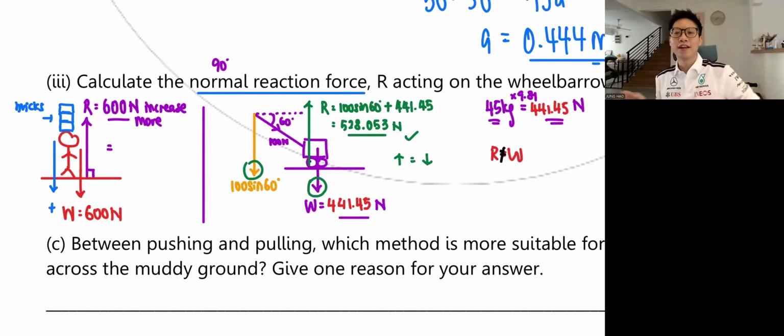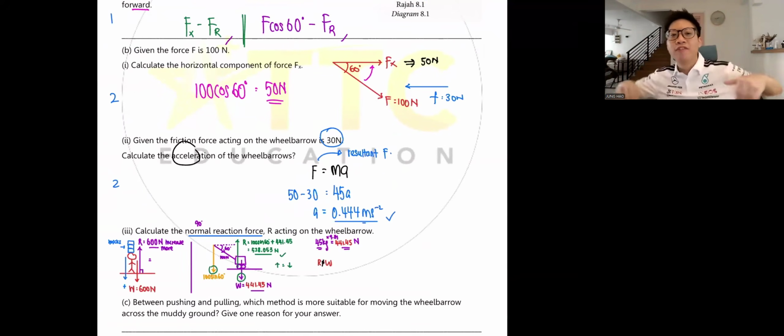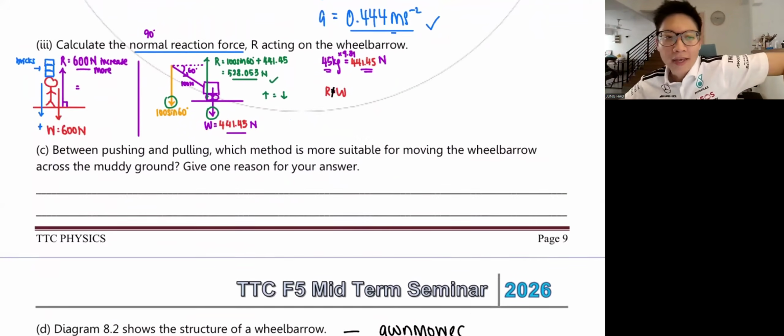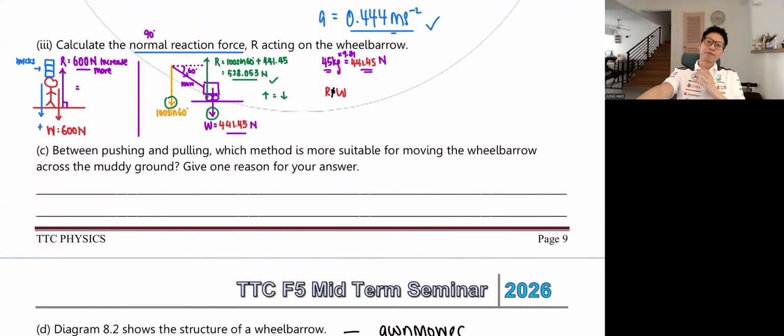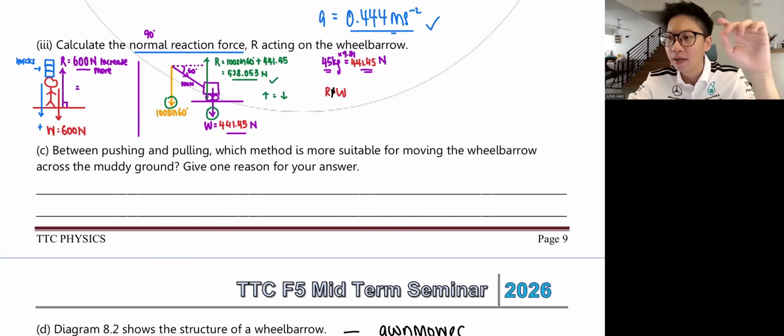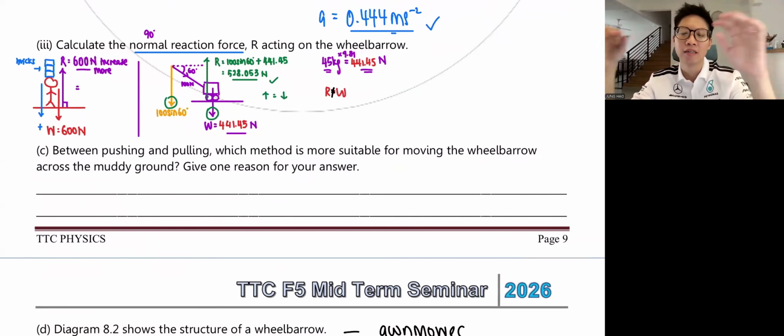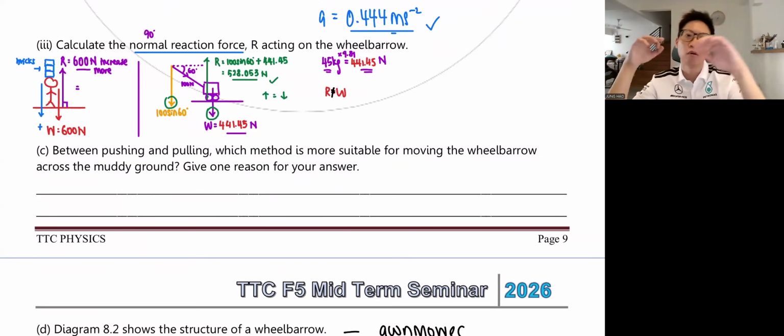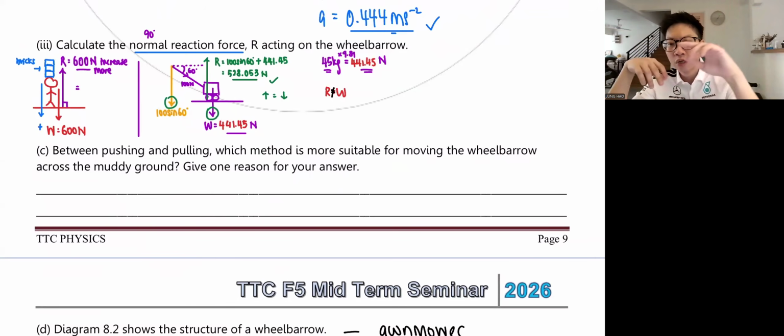All right. Okay, now we have warmed up with the calculation. Now we're going to talk about the theory. Between pushing and pulling, which method is more suitable for moving the wheelbarrow across the muddy ground? Give one reason for your answer. So if we want to get this trolley across, should I be pushing the trolley or pulling the trolley?